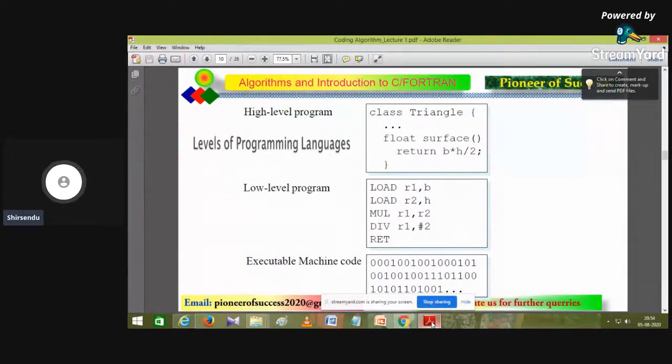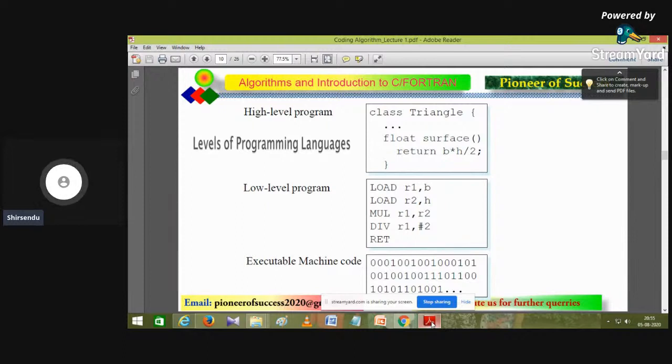Yeah, I guess now you can see my screen.